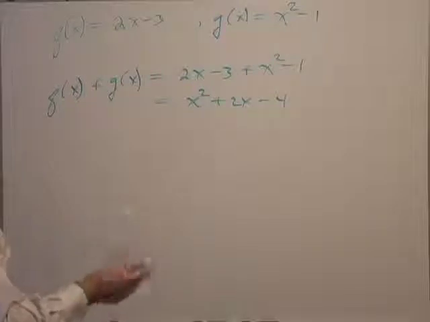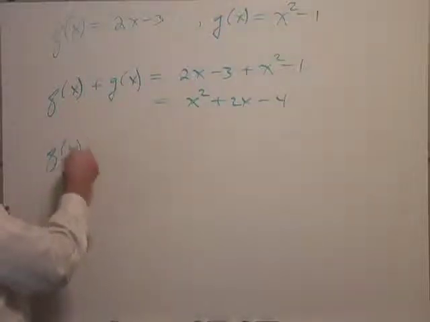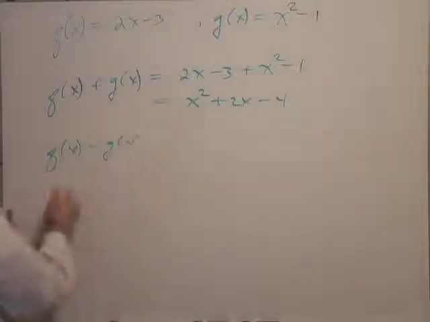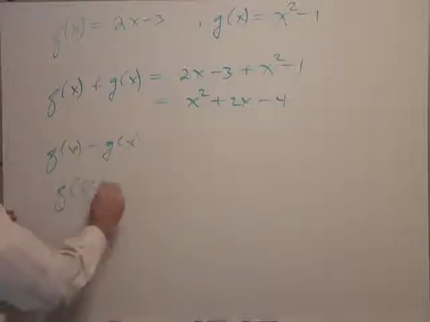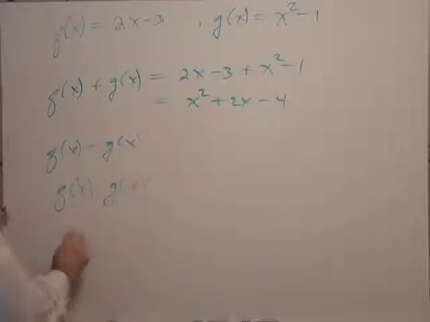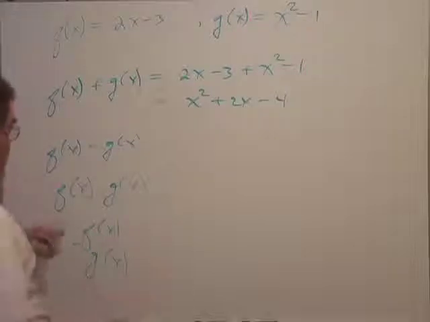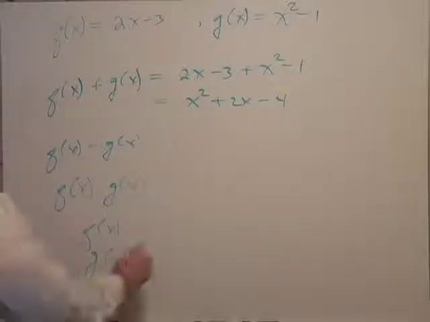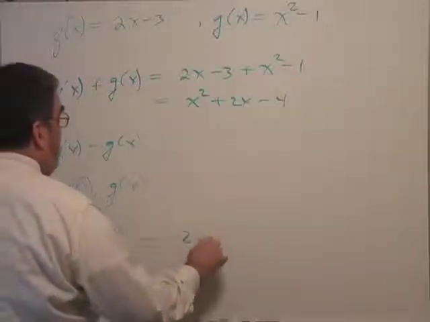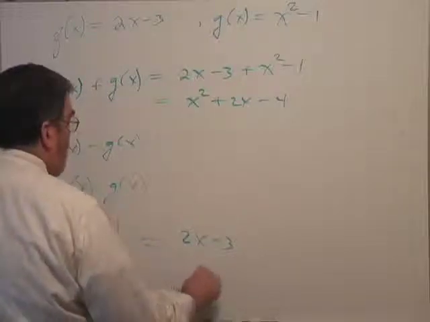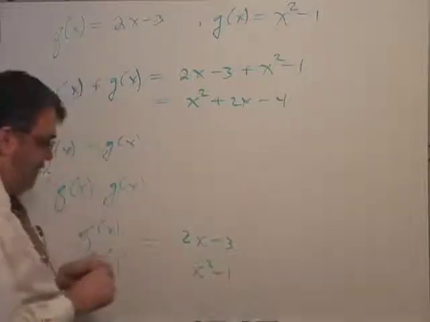Alright, now we could subtract functions. We could multiply them. And we can divide them. And all of these would be probably exactly what you would expect. For example, what's f of x over g of x? That's simply 2x minus 3 over x squared minus 1.